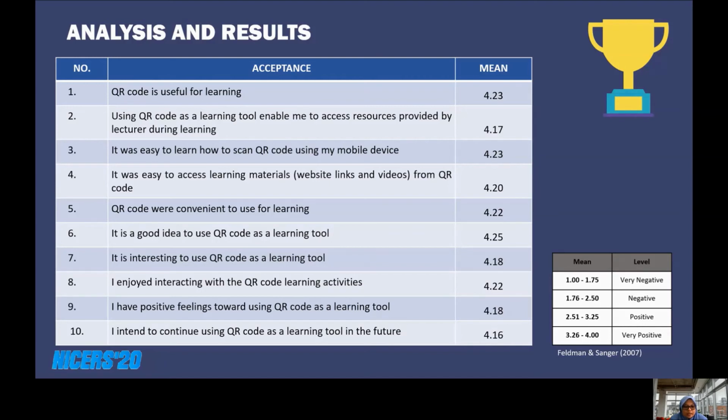The result indicates that students had a very positive attitude towards QR code utilization for course-related activities, which ultimately determines their intention to accept this technology, as the mean ranges from 4.16 until 4.25. It shows that the students agreed on the usage of QR code in the teaching and learning process. Based on the result, the highest mean is 4.25 regarding respondents who agree that it is a good idea to use QR code as a learning tool.